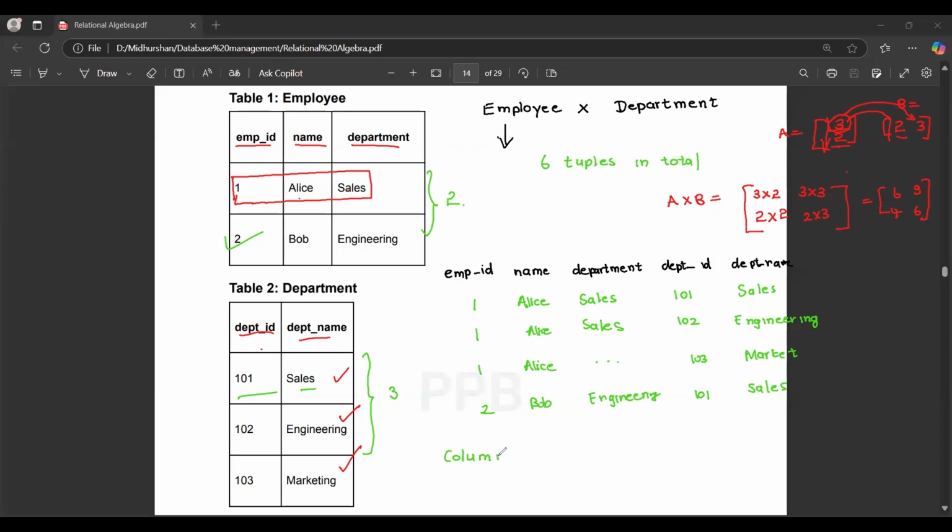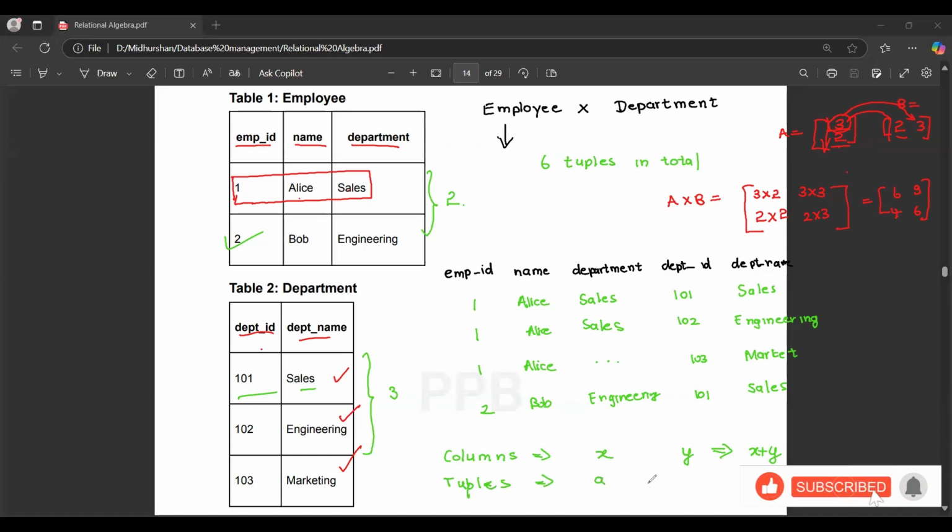So what happens to the columns? If you have x number of columns in relation 1 and y number of columns in relation 2, the resulting instance will have x plus y columns. And what happens to tuples? If you have a number of tuples in relation 1 and b number of tuples in relation 2, the total number of tuples will be a into b. So that's it for cross product. This is all you should know.